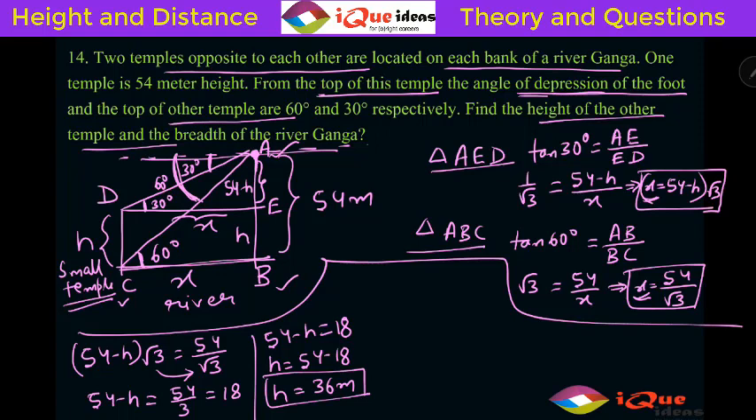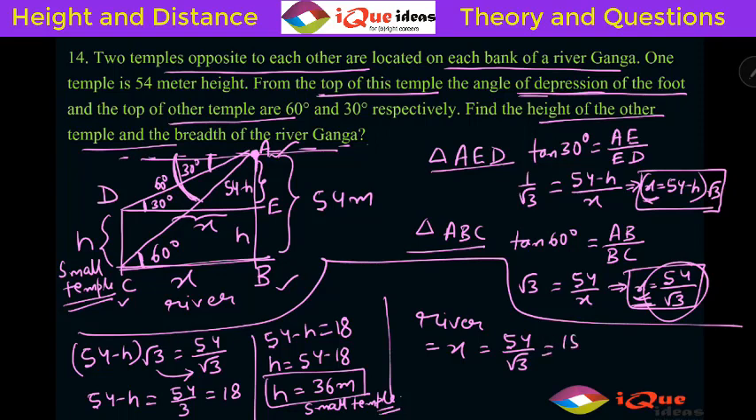All right. And from there, x is already here. We already have the value of x. X is the river width. So this is the smaller temple. Smaller temple height is 36 meter. And the river width is already equal to x, which is equal to 54 by root 3. You can take 54 as 18 into 3 and divide by root 3. 3 divided by root 3 will become root 3. So x is equal to 18 root 3 meters. So river width is 18 root 3 meters. Smaller temple is 36 meter. All right. So now let's take up the next question.